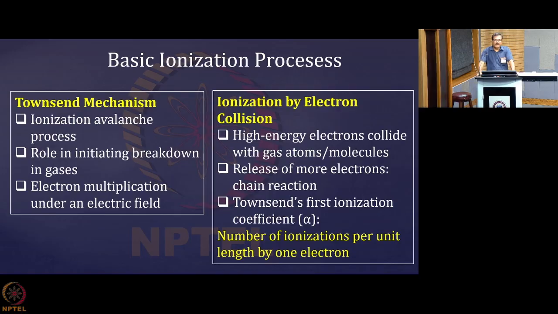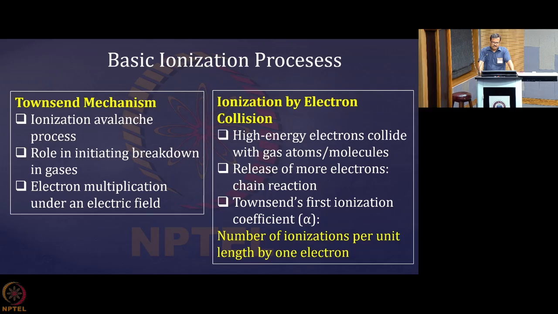Now coming to the ionization process, this Townsend mechanism basically involves this ionization avalanche process, then breakdown in gas. If you want to initiate, the Townsend mechanism works there, and the electron multiplication under an electric field. So all this is basically the part of the Townsend mechanism that happens when a breakdown takes place in a gas. Now this essentially addresses the ionization by electron collision.